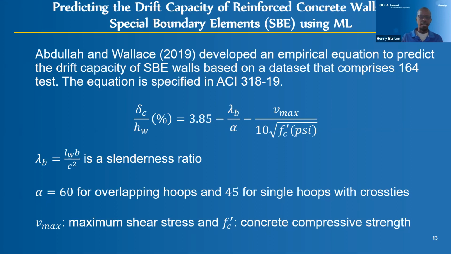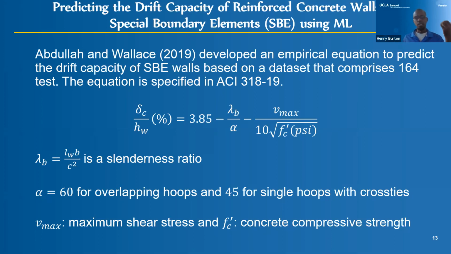And also there's another parameter in there, alpha, that's related to the shear reinforcement, whether you have overlapping hoops or single hoops with cross ties. And then the other parameters include the shear stress normalized by 10 times the square root of f'c. That is a ratio that you see quite a lot in the ACI 318 when it comes to designing and assessing the performance of reinforced concrete walls, right? So this is the equation that was developed by Abdullah and Wallace, and we wanted to see if we can improve the predictive performance of this type of model using machine learning.